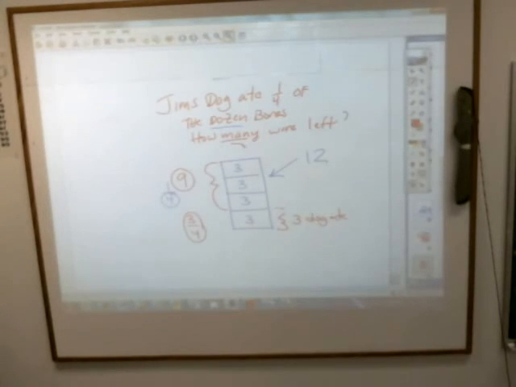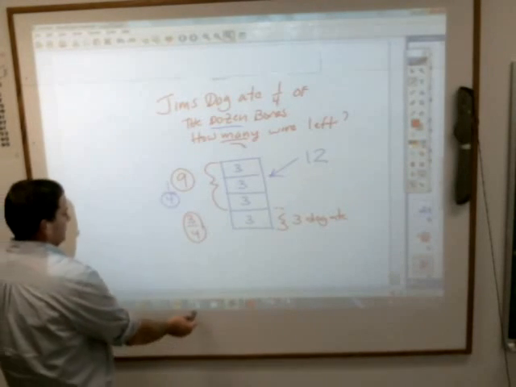So, everybody's relatively happy with that? Happy is a relative term.